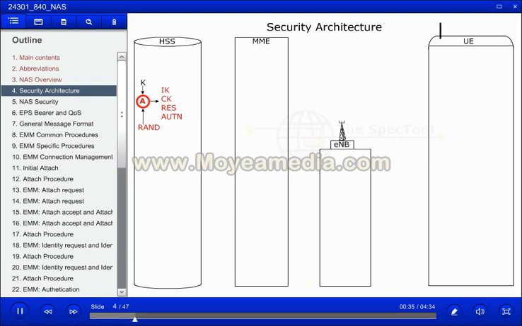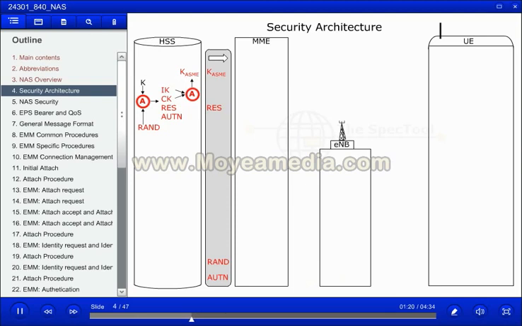Together with a random number, the K will be inserted into an algorithm. The output from the algorithm will be the integrity key, the ciphering key, the response value, and the authentication network token. The integrity key and the ciphering key will be put into another algorithm to form the Key Access Security Management Entity. The K-ASME, the RES, the RAND, and the AUTN will be sent to the MME.